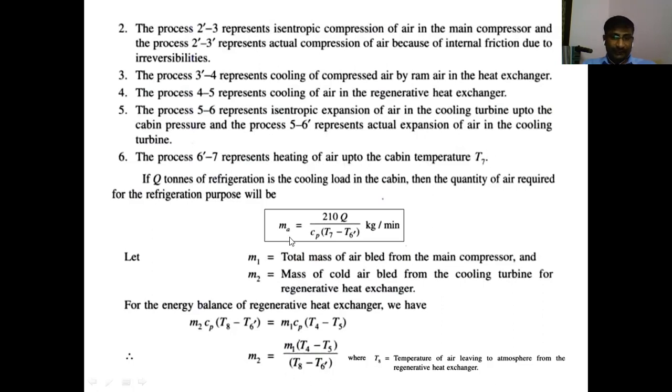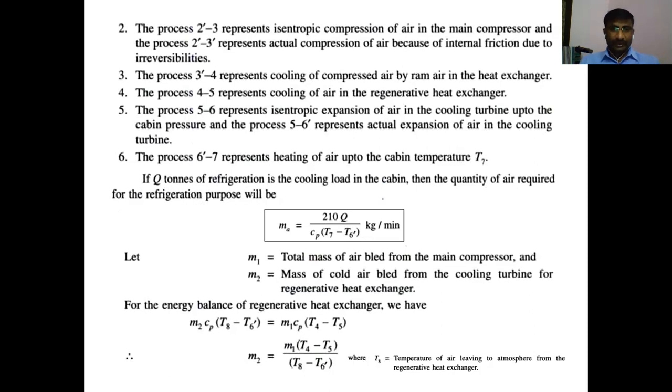The formulas are very similar. If Q tons of refrigeration is the cooling load in the cabin, then the quantity of air required will be Ma equal to 210 into Q divided by Cp into (T7 minus T6 dash), where T7 minus T6 dash is the temperature rise across the cabin. This is the mass of air. But here, Ma is the mass of air passing through the cabin itself.